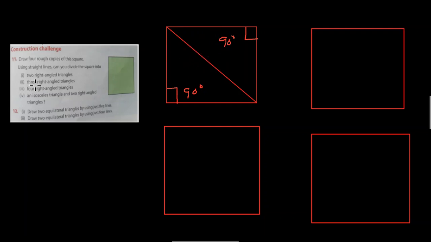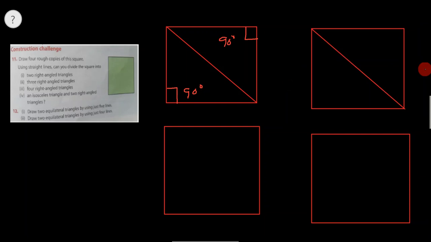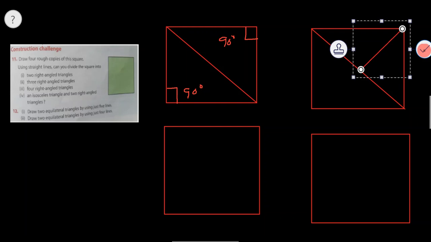So can we make three right angle triangles? Okay, let's try and do that. We could draw a line from here to here. Okay, so that gives us two. And can we get another one if we draw a line from here to here? Okay, that's going to give us three right angle triangles.